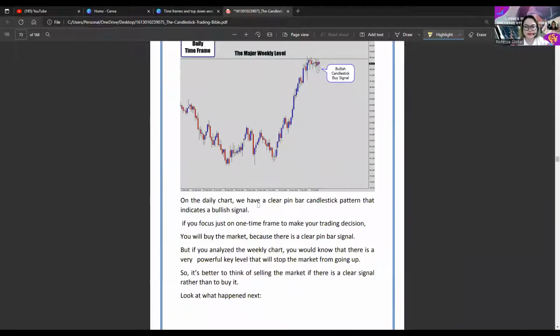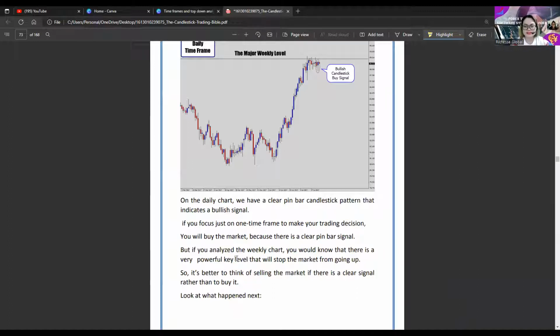On the daily chart, we have a clear pin bar candlestick pattern that indicates bullish signals. Sa daily time frame, nag-indicate siya ng bullish signals. If you focus on one time frame to make your trading decision, you will buy the market. Tama. Because there is the clear pin bar signal.